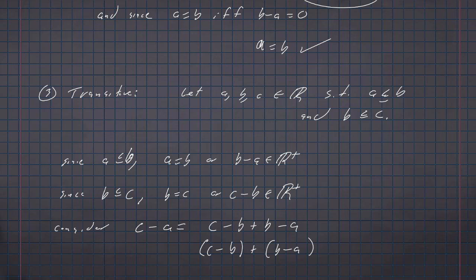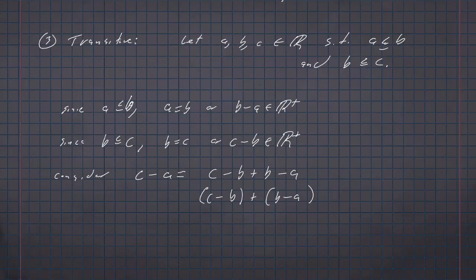I'm going to split that up and look at C minus B and B minus A separately. And I'm going to notice that C minus B is a positive real number, and that B minus A is a positive real number.